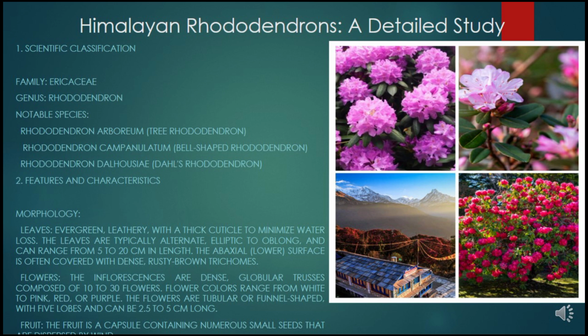Flowers: the inflorescences are dense, globular trusses composed of 10 to 30 flowers. Flower colors range from white to pink, red or purple. The flowers are tubular or funnel shaped with 5 lobes and can be 2.5 to 5 cm long. Fruit: the fruit is a capsule containing numerous small seeds that are dispersed by wind.